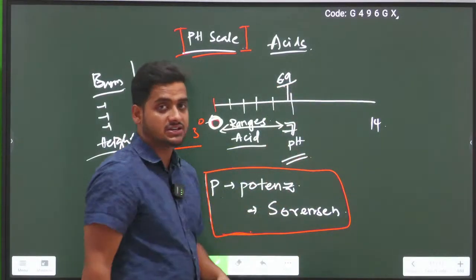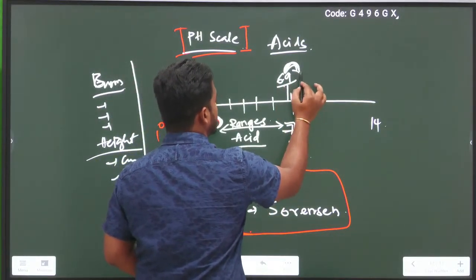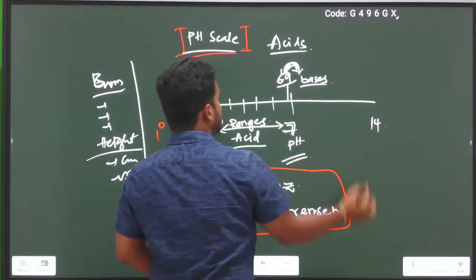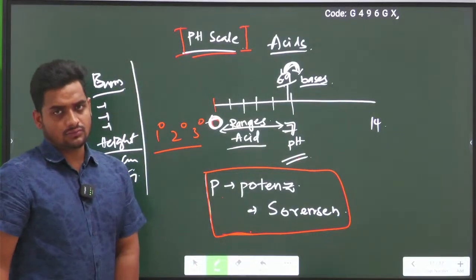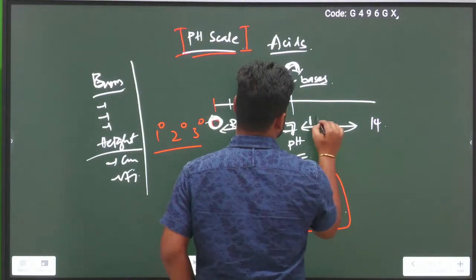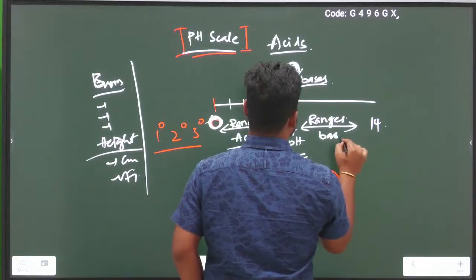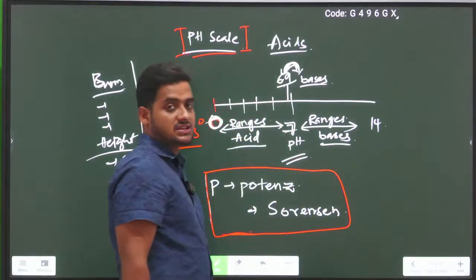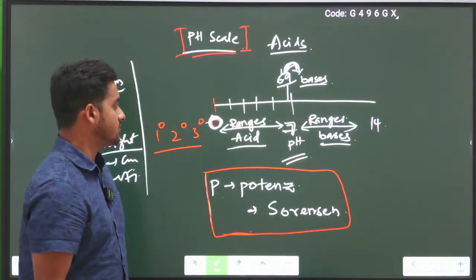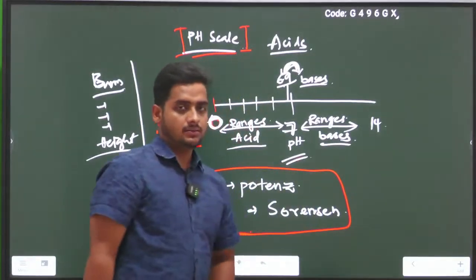6.9 is also acidic, but it has some fluctuations because it is very near to 7 and to basic character. If any compound has a range from 7 to 14, then you can say they are bases.